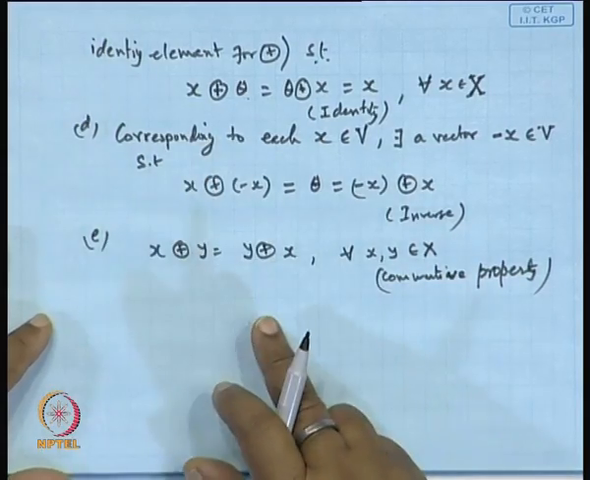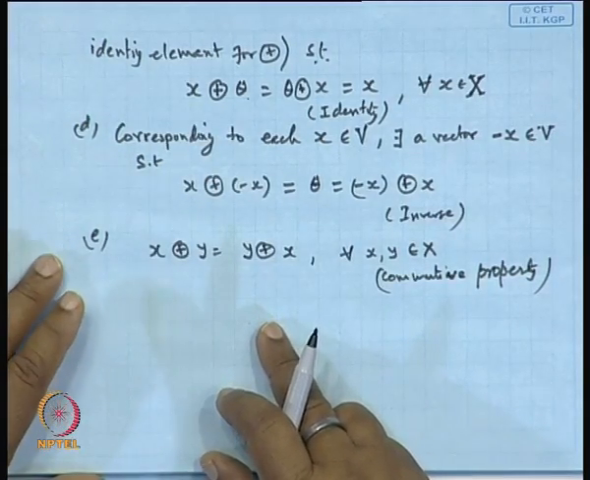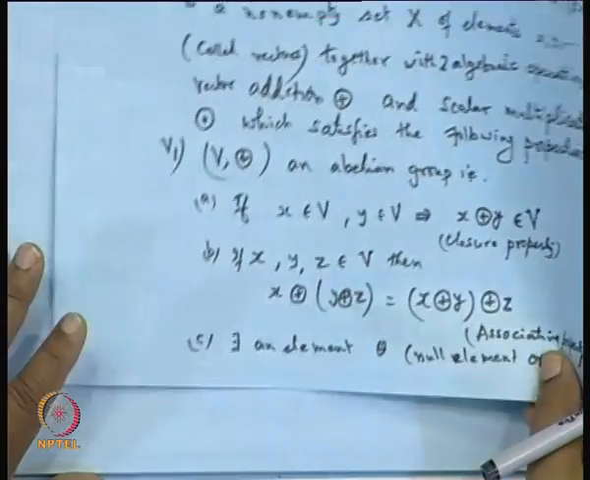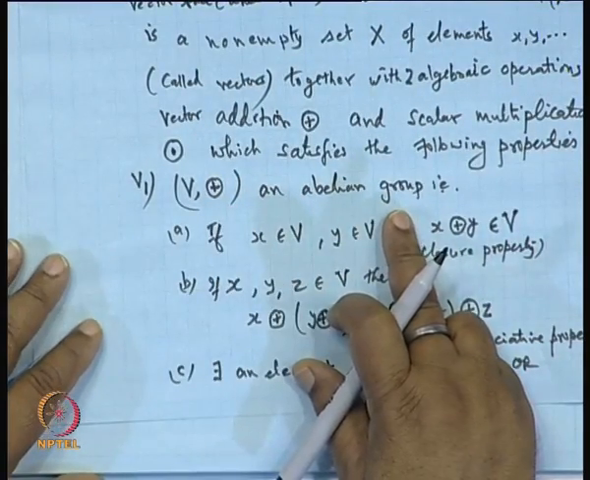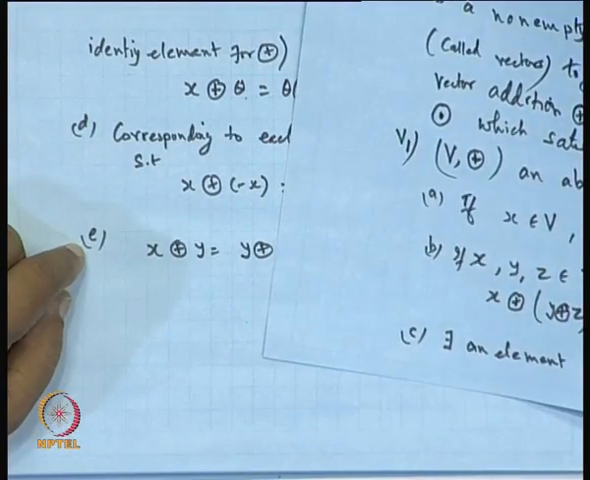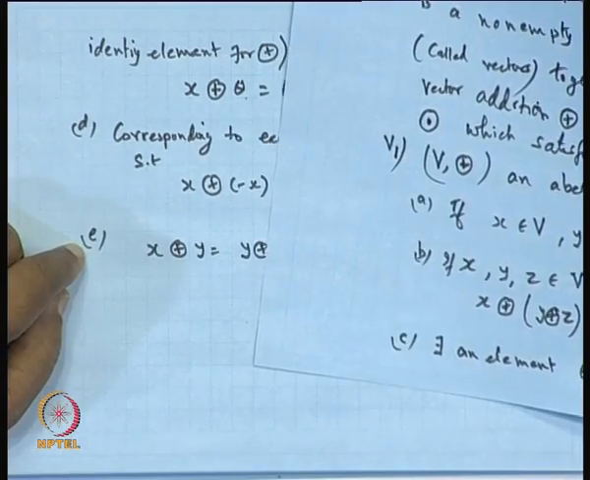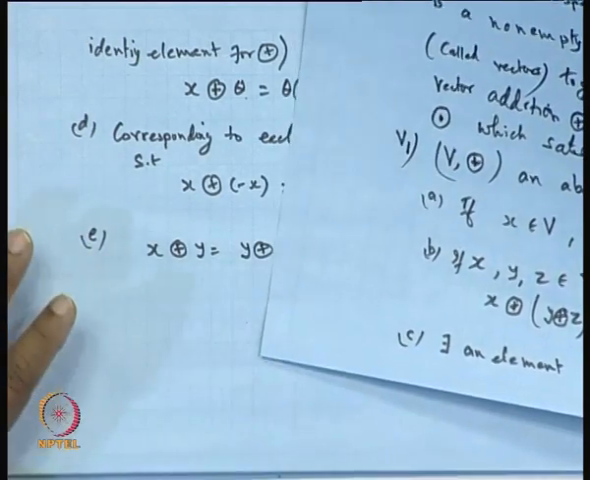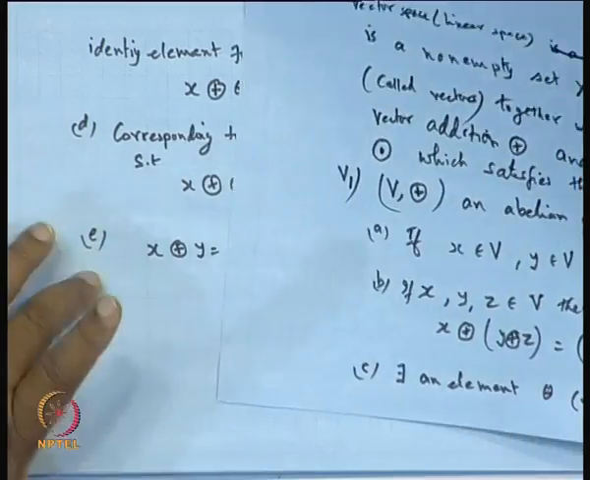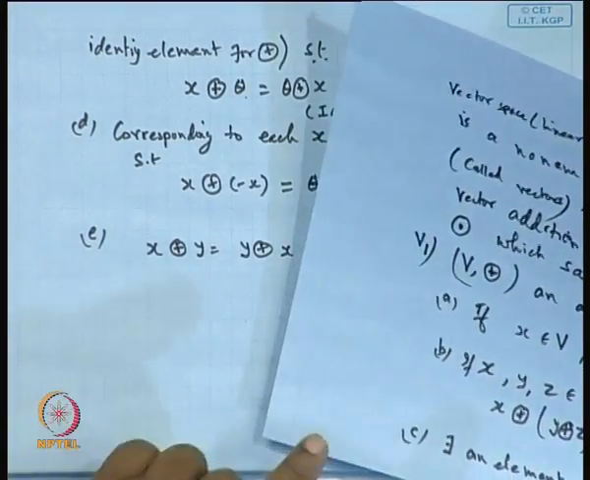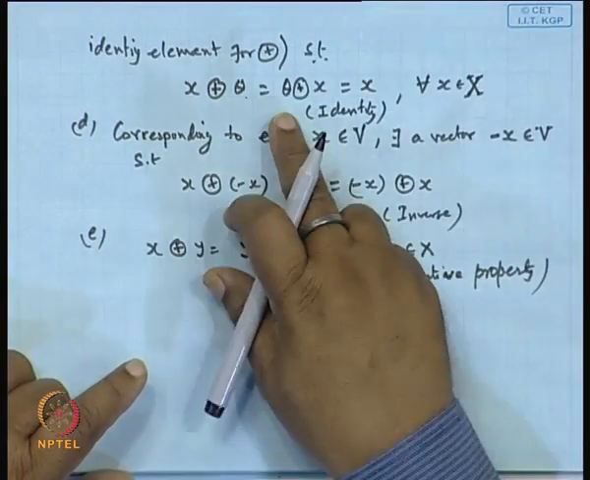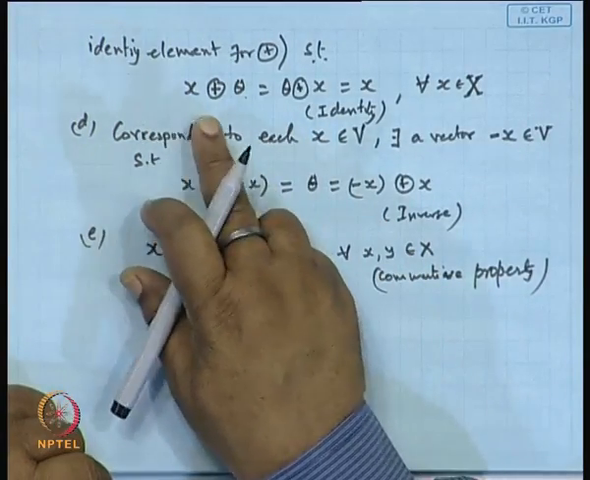Now, if these 5 properties are satisfied, then we say the class V with respect to the operation addition is an abelian group. If only the first 4 properties are satisfied, then we say it is a non-abelian group, meaning the commutative property does not hold good. So, that way we can say, in case there is only one side property true, for example, C.